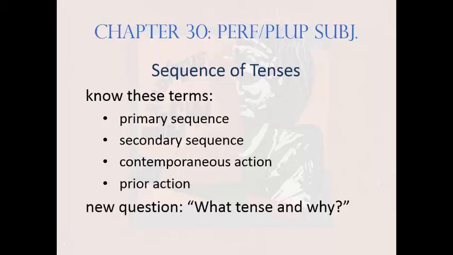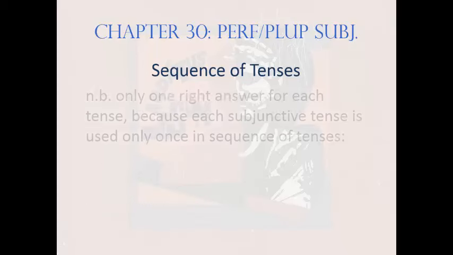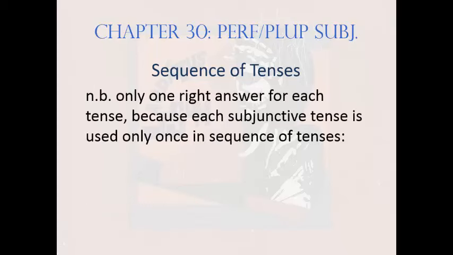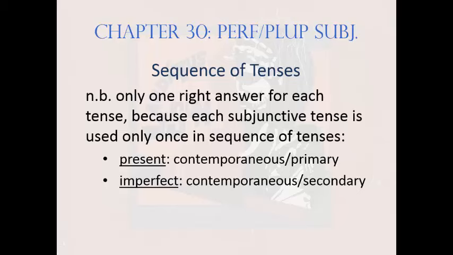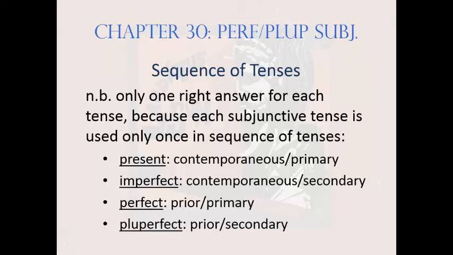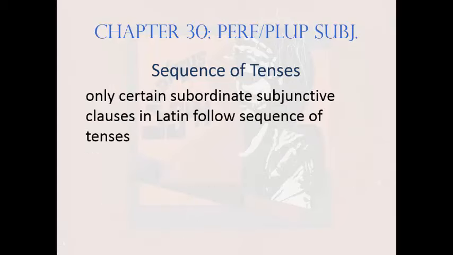What tense and why? But the answers to that question are incredibly simple because there's only one right answer for each tense. If the verb in the subjunctive clause is present, then the only correct answer is contemporaneous action in primary sequence. There's no other way to have a present tense subjunctive verb in a clause that uses sequence of tenses. If it's imperfect, it has to be contemporaneous action in secondary sequence. Perfect, prior action in primary sequence. Pluperfect, prior action in secondary sequence. And the good news is even gooder than that.